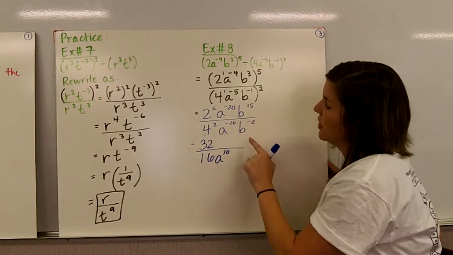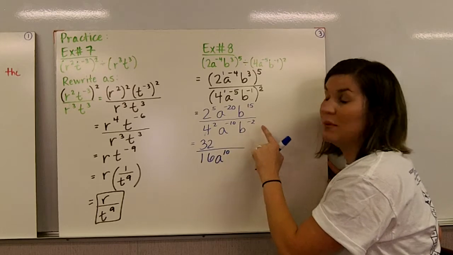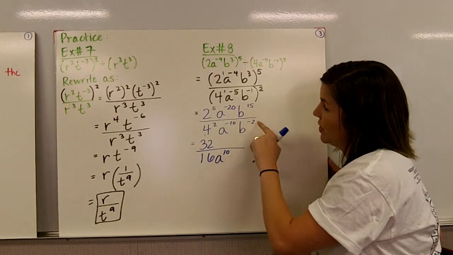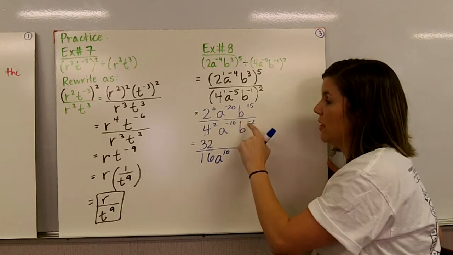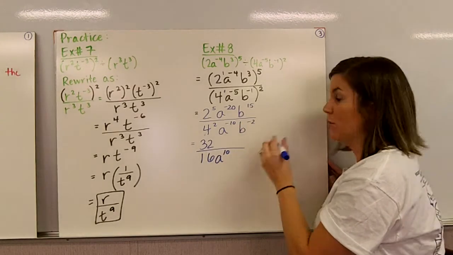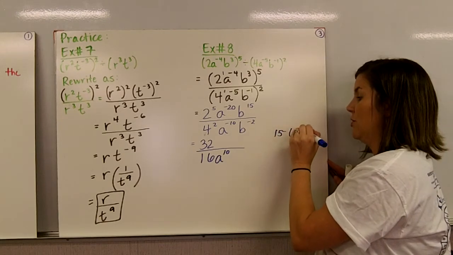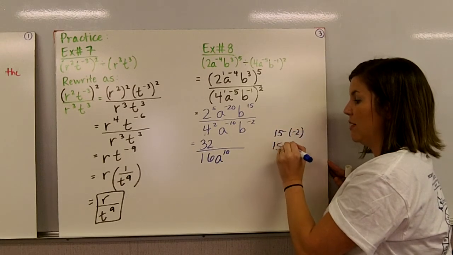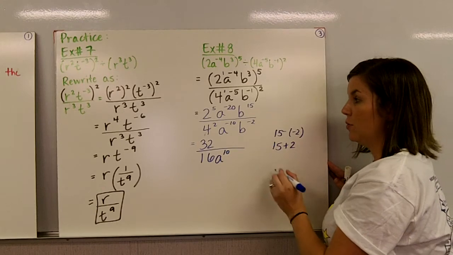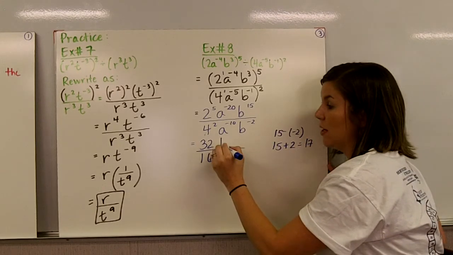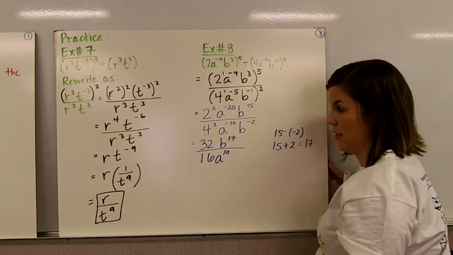B to the 15th divided by B to the negative 2nd. So we don't want to have negative exponents. We're going to subtract 15 minus a negative 2. I'm saying 15 minus negative 2. Minus a negative means plus. So 15 plus 2 gives me 17. So I have B to the positive 17th.